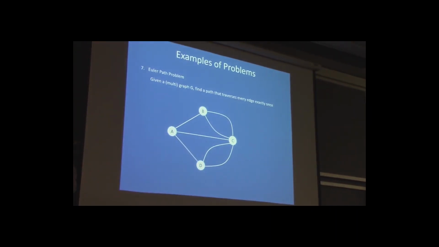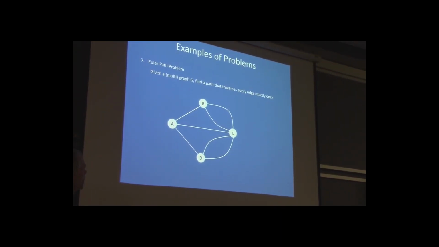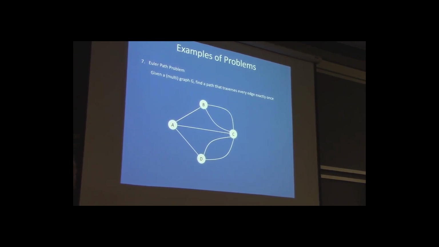Euler path problem. For this one, we want to find a path that traverses every edge exactly once. So it's sort of like a dual to the Hamiltonian path problem. There we want to visit every vertex once. Here we want to visit every edge once. This one can be solved efficiently. There's a simple way to solve this problem.